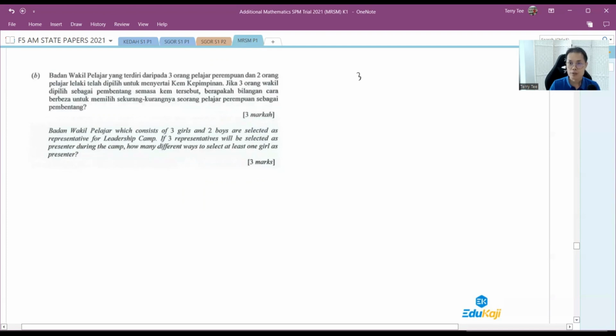Okay, so we have 3 girls and 2 boys. You're required to find at least 1 girl. At least 1 girl means you can have 1 girl, 2 girls, or 3 girls, right? If I choose 1 girl, then I must choose 2 boys. If I choose 2 girls, I must choose 1 boy. If I choose 3 girls, I don't have to choose any boys. So there are 3 cases here. You can call these case number 1, number 2, and number 3.